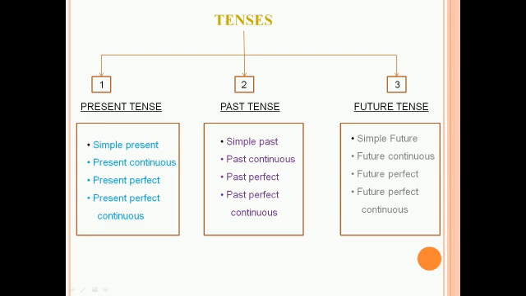This is the flowchart of tenses. First one, present tense. Second one, past tense. Third one, future tense. For each and every tense, there are 4 subtenses like this. Simple present, simple past, simple future. Second one, present continuous tense, past continuous tense, future continuous tense. Third one, present perfect tense, past perfect tense, and future perfect tense. Fourth one, present perfect continuous, past perfect continuous, and future perfect continuous tense.